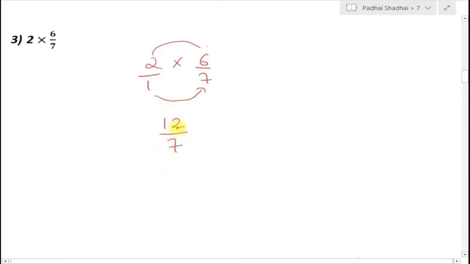Here also, beta, both numbers are not divisible by the same number, so it cannot be converted into simple form. So we will convert into a mixed fraction. 12 divided by 7. 7 ones are 7 and 5 will be the remainder. Let us change. 7 will come in the denominator, 1 will come as a whole number, and 5 as a numerator. So it is 1 integer 5 by 7, the final answer.